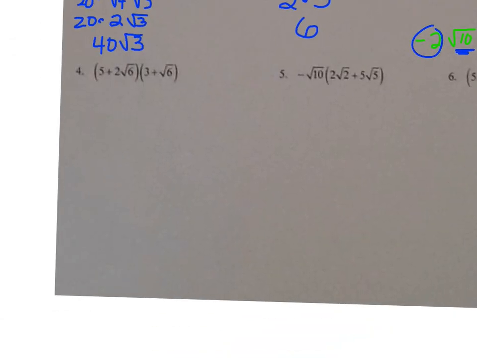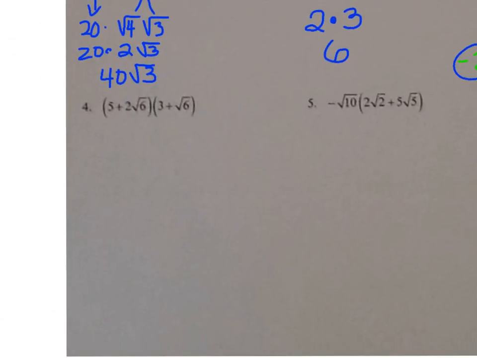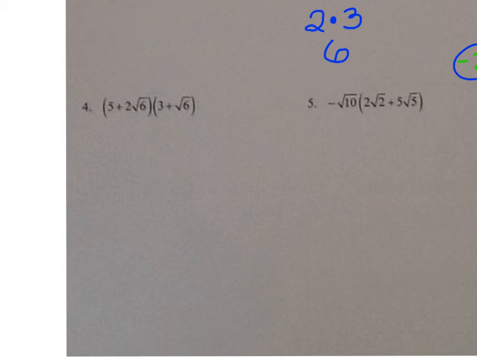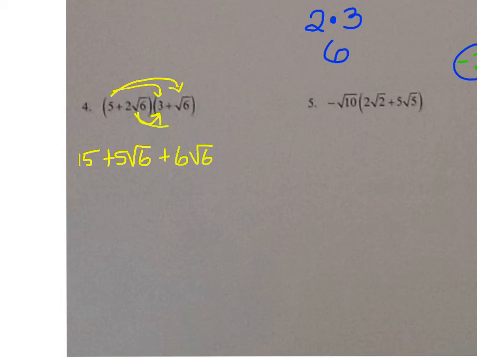All right, let's take a look at number 4. Okay, we are double distributing the binomials here, same thing as before. Let's start with 5 times 3, which is 15. 5 times the square root of 6 is positive 5, the square root of 6. 2 the square root of 6 times 3 is 6, the square root of 6. And 2 the square root of 6 times the square root of 6 is 2 the square root of 36.